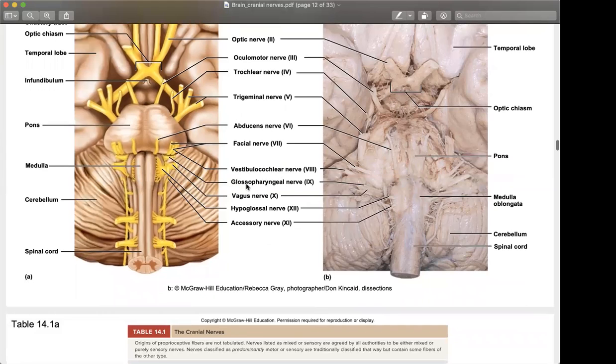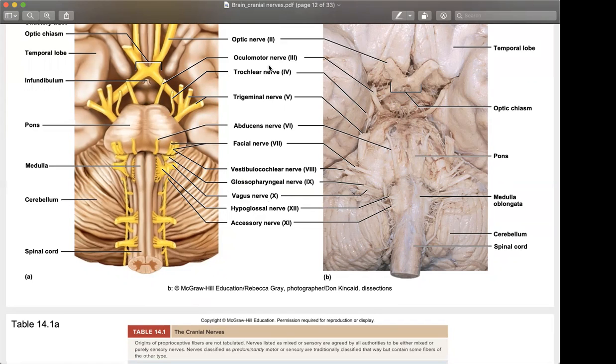Glossopharyngeal, glossus refers to the tongue, pharyngeal refers to the pharynx. So this is movement of the tongue and your pharyngeal constrictor muscles that allow you to swallow and move your tongue, and controls a certain part of the tongue, as well as the hypoglossal nerve. Vagus. The vagus nerve controls a lot.